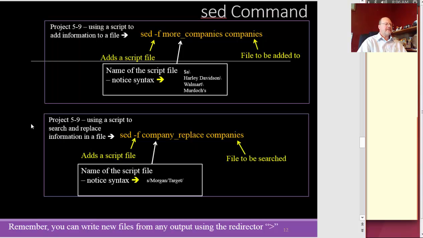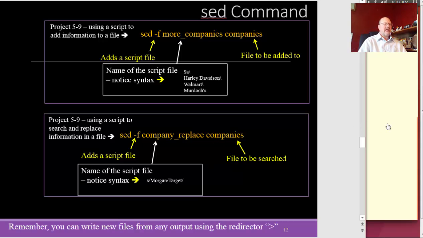The next command we'll take a look at, again, we will use a script file. And in this script file, it's saying we're going to look for Morgan and replace it with Target. So company replaces /s/Morgan/target/. Again, searching for Morgan, replaced with Target.